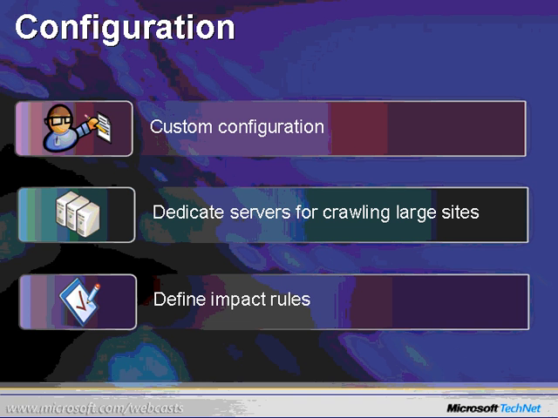Configuration. One of the nice things about this is you want to define your rules. If you have larger websites or internal sites that you want to look at, you might want to have a dedicated server just for crawling those particular sites, which you can do. You can offload the work. Custom configuration. If you need to modify or work with those sites, you can definitely do that kind of work as well.